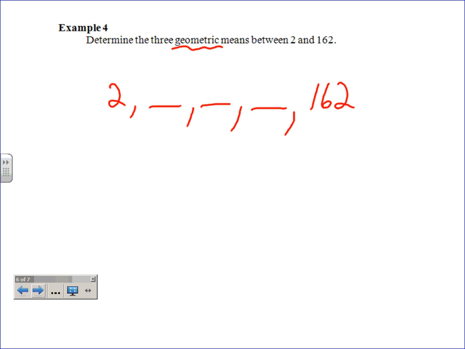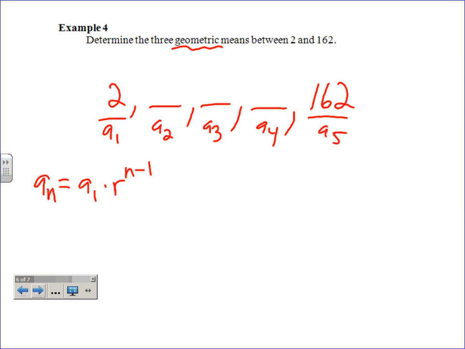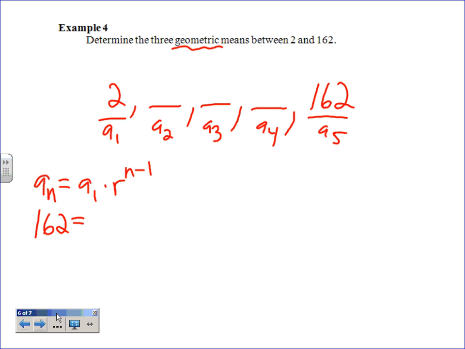Well, I'm guessing the number's probably not that big if I only have to multiply that many times. But you could look at it as this is a sub 1, so this would be a sub 2, a sub 3, a sub 4, and then a sub 5. And so here's where that formula could prove to be very helpful. So a sub n is 162. A sub 1 is 2. R, I don't know. And how many terms are there? Well, there's 1, 2, 3, 4, 5 terms total, so it'd be 5 minus 1 for your exponent. And so we know that to be the 4th power.